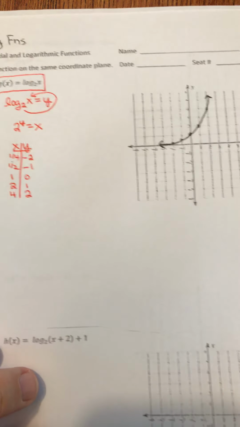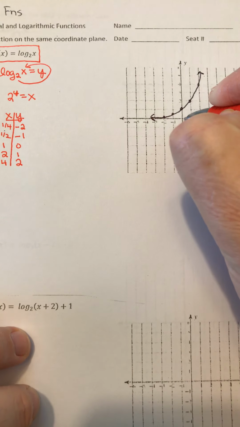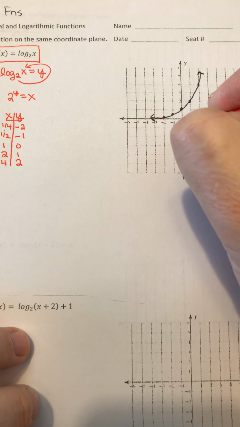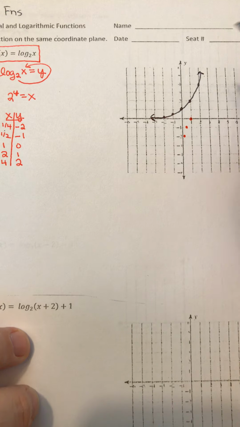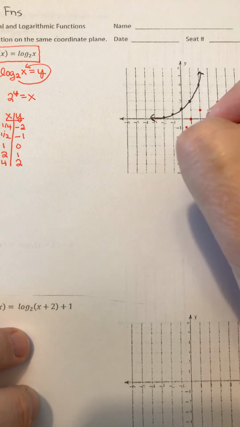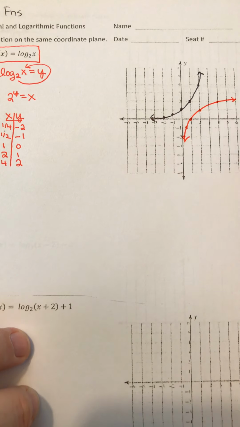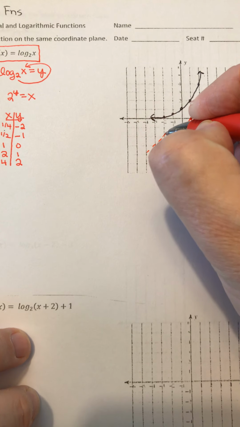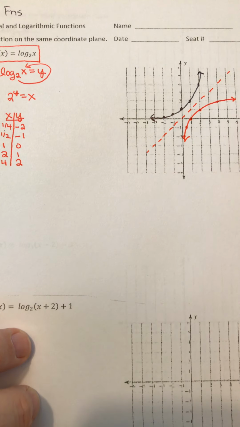So if I graph these ordered pairs now, I go 1/4 of a unit to the right, down 2, 1/2 of a unit to the right, down 1, 1 unit to the right, don't go down or up any, 2 to the right, up 1, 4 to the right, up 2. And this is what a log graph looks like. And these are just inverses. They're a reflection across the line y equals x. That is definitely true. You can see that.